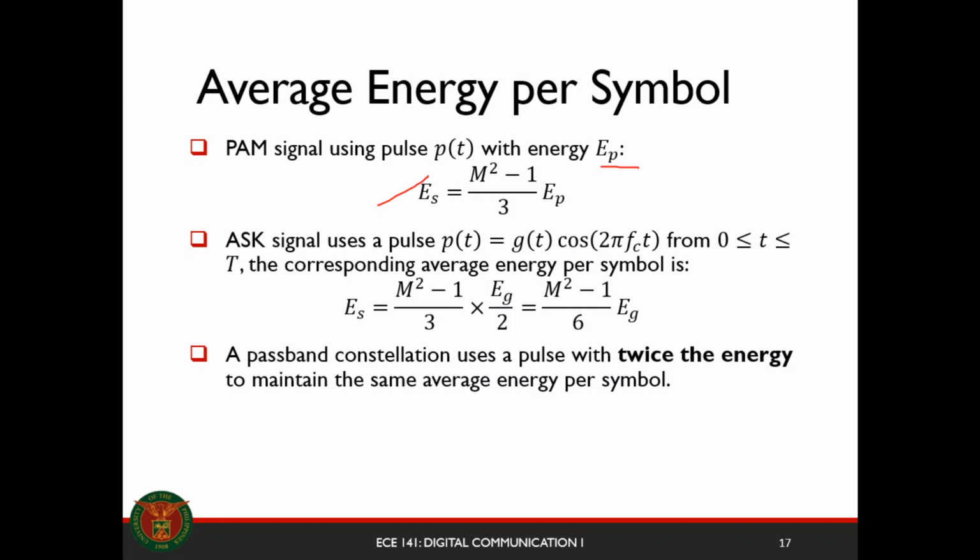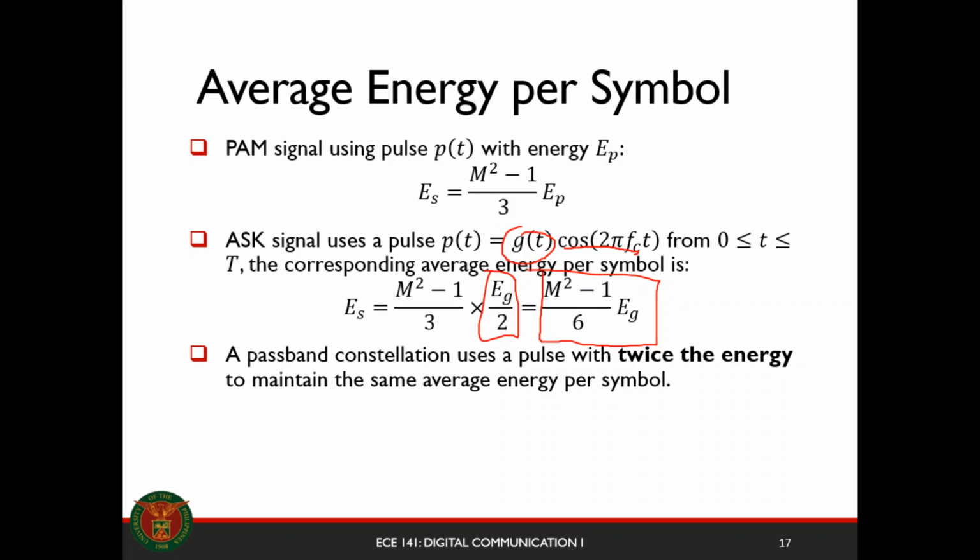ASK uses, again, some baseband pulse g of t multiplied by the carrier cosine 2 pi f_c t. The corresponding average energy per symbol becomes this. Because of the cosine, the energy of this g of t would be halved, resulting in this average energy per symbol.